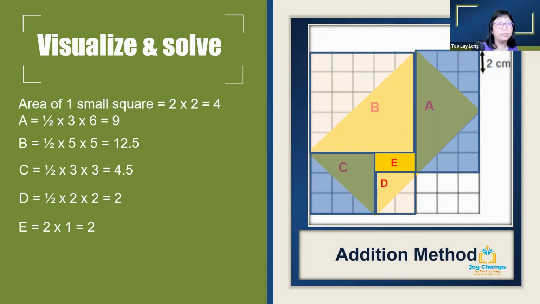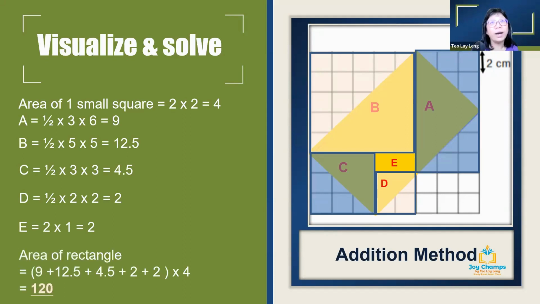What do you have to do next? To be able to find the area of the rectangle in the middle, all you need to do is now add the total number of squares that A, B, C, D, and E occupy. And that will be 9 plus 12.5 plus 4.5 plus 2 plus 2. Now, once you get the total, you multiply by the area of one small square, which is 4, and you will obtain an area of 120. Therefore, the answer to this question is 120 square centimeter.